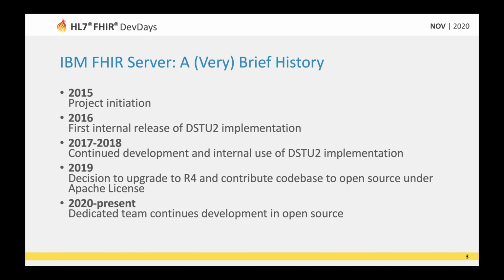Then in 2016, we had our first really quote unquote internal release of our DSTU2 implementation. And then for a couple of years, we really were heads down. We continued to develop our DSTU2 implementation and use it for a number of internal projects within IBM. In 2019, we had really made a decision to upgrade to R4. We essentially skipped STU3, went right to R4. And then we also wanted to contribute our code base to open source under the Apache license and become more engaged with the community.